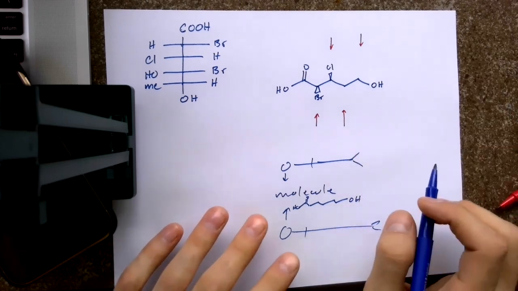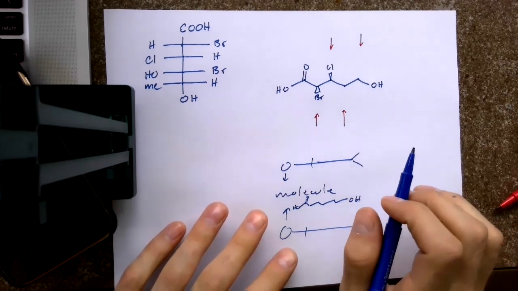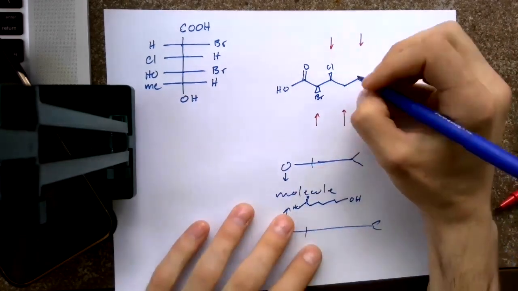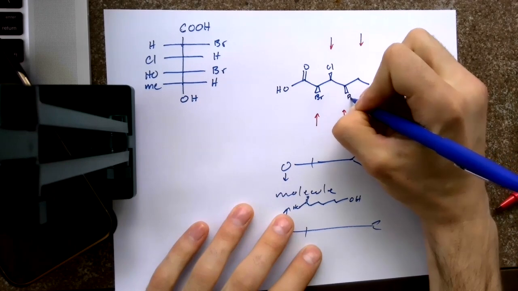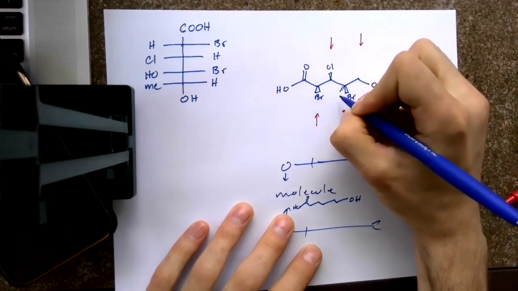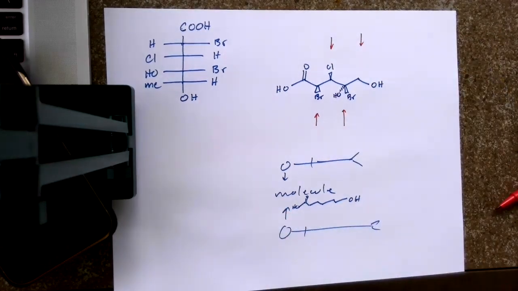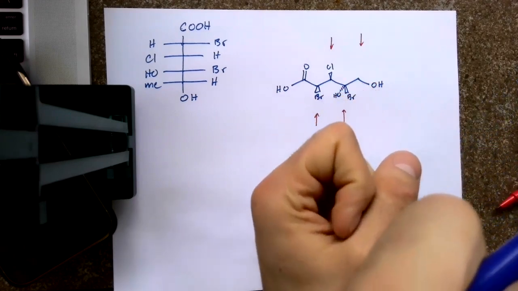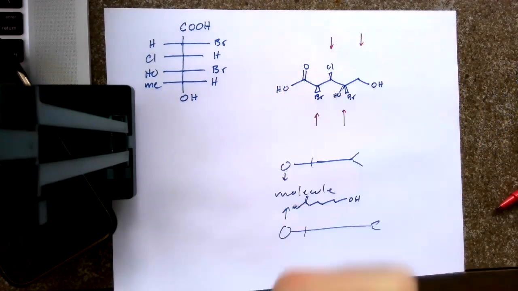So if I'm looking at that, that means to my right would be coming out at me, because I'm looking at it this way. So my right would be bromine, and my left would be the alcohol. Because you're looking at it like this, my left would be the alcohol, my right would be the bromine, and I would spread it out into the page.